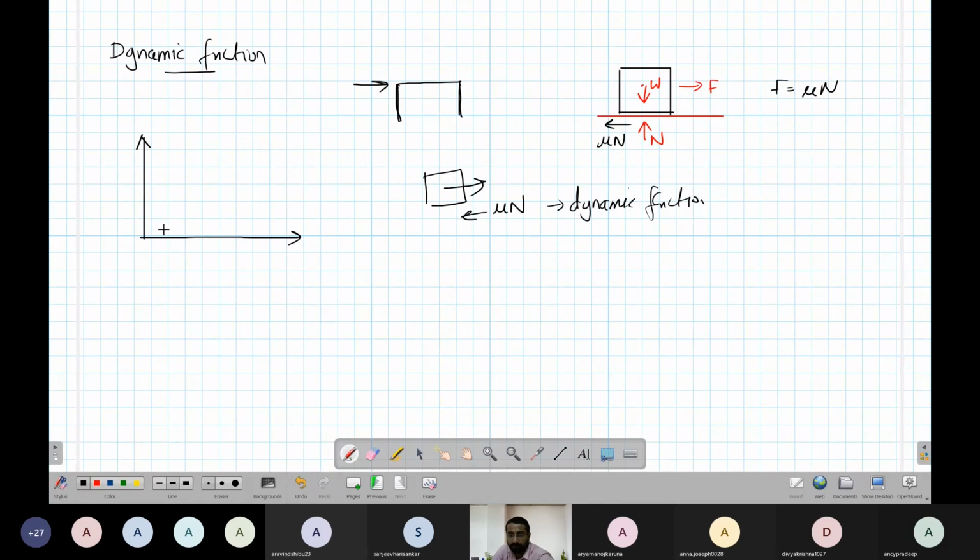So if I plot it over time, let's say you are increasing the force with time. Okay, so we can observe that my friction force will also increase with time. Then at some point it will suddenly reduce and become constant. So the first region is static friction, then it will be dynamic friction.